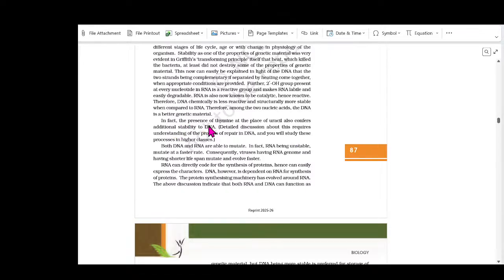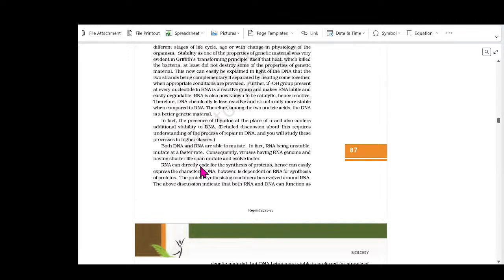In fact, the presence of thymine in place of uracil also confers additional stability to DNA. Both DNA and RNA are able to mutate. In fact, RNA, being unstable, mutates at a faster rate. Consequently, viruses having an RNA genome and a shorter lifespan mutate and evolve faster.